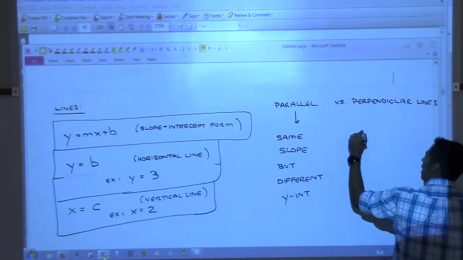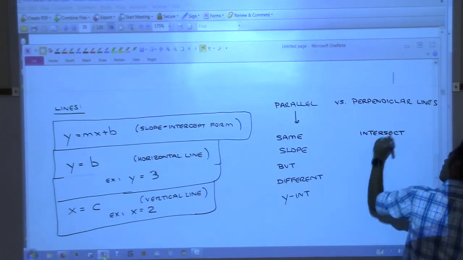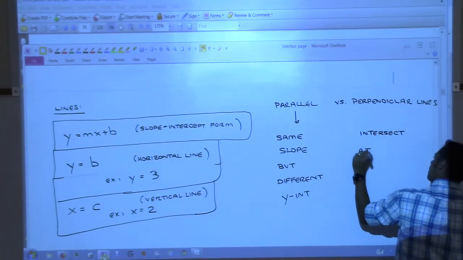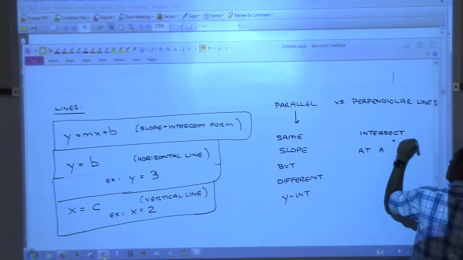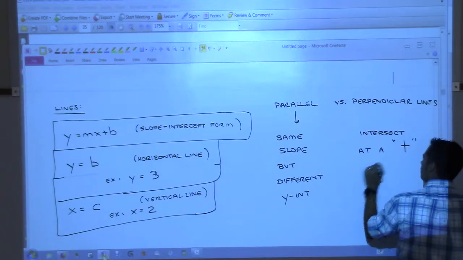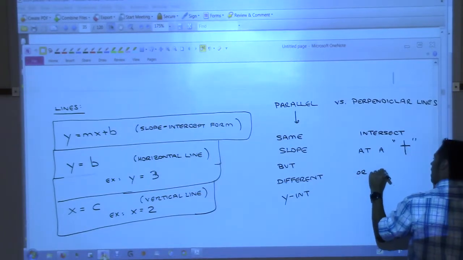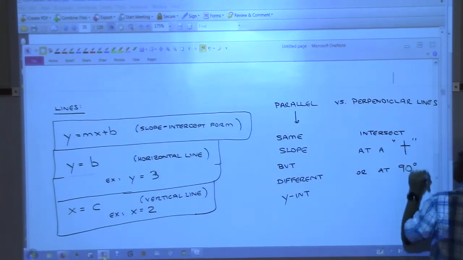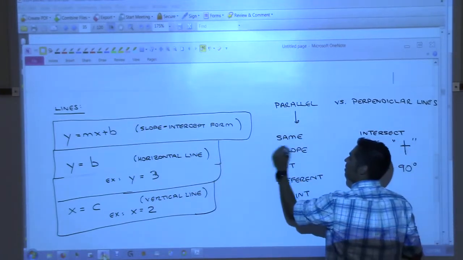So they intersect at, let's just say, a T, right? Like a big old T. Or you could say at 90 degrees if you're familiar with angles, right? 90 degrees. But what about the slopes? Because here the slopes were the same, right? Same slopes.